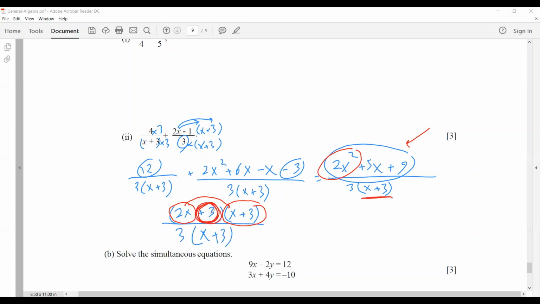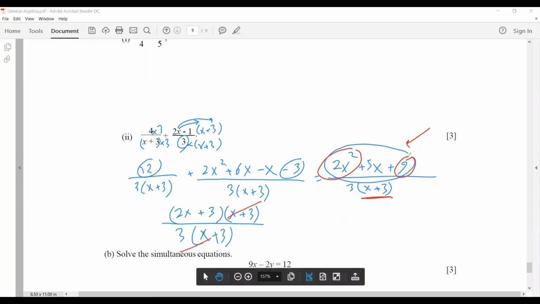And this guy determines the constant term, right? These two times each other should give me positive 9. So therefore, it should be 3. Definitely it should be 3. That's how I factorize this very fast, right? So I assume the second bracket after you factorize it should be the same as x plus 3, because I want to cancel it from top and bottom.